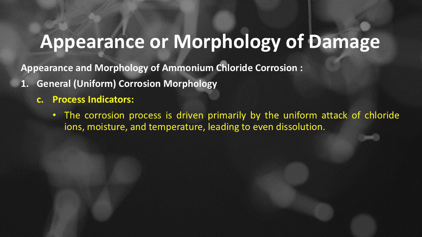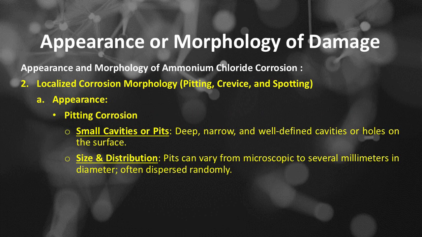The process indicators of general or uniform corrosion include: the corrosion process is driven primarily by the uniform attack of chloride ions, moisture, and temperature, leading to even dissolution. The appearance and morphology of ammonium chloride corrosion. Number 2 is localized corrosion morphology: pitting, crevice, and spotting. The appearance: localized corrosion exhibits distinct, often sharply defined features that differ markedly from uniform corrosion.